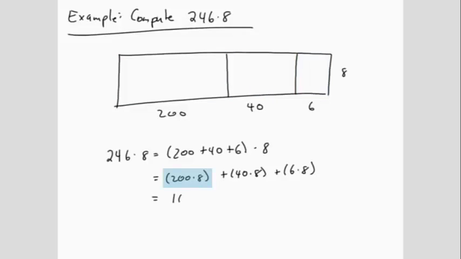200 times 8 is 1600, 40 times 8 is 320, and 6 times 8 is 48. 1600 plus 320 is 1920. 1920 plus 48 is 1968. So the total number of boxes in that grid is 1968.